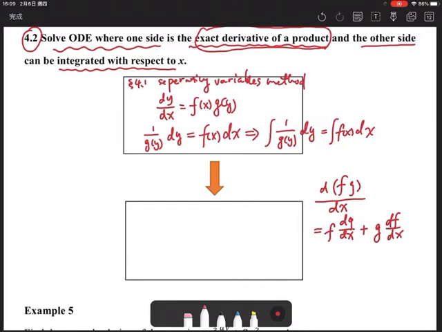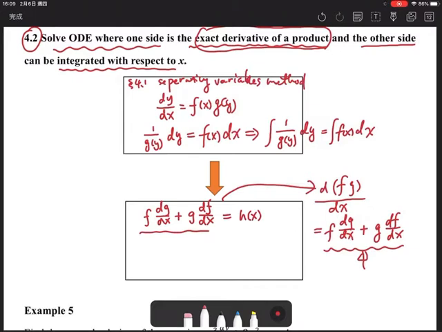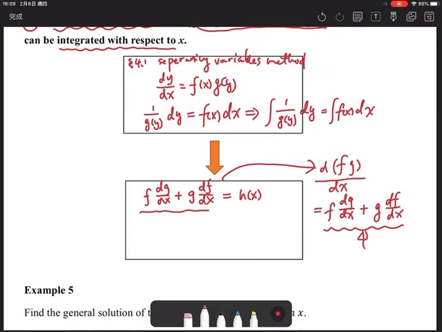Okay, so it means that in this kind of differential equation, the left hand side or one side is the exact derivative of a product. It means that it is a sum of two terms, and these two terms can be written as the derivative of a product. And the right hand side is a function with respect to x that we can integrate directly. Okay, so this is type 2. So this is type 1 and type 2.